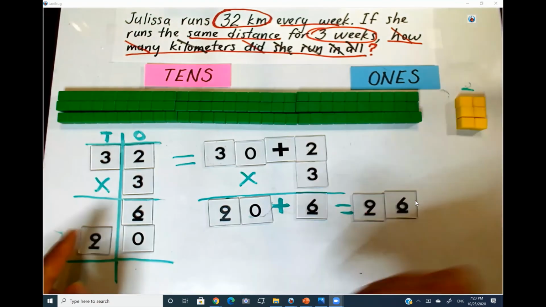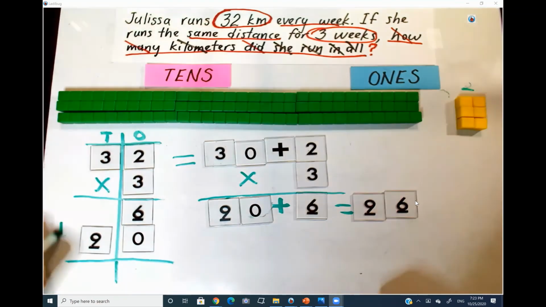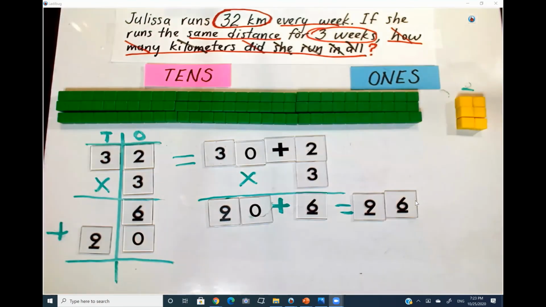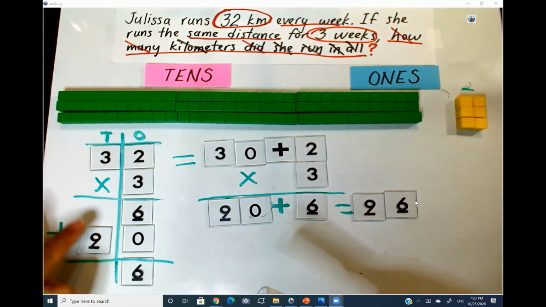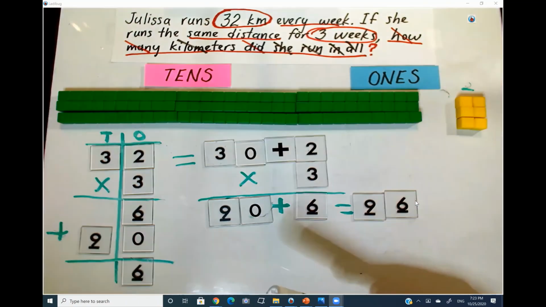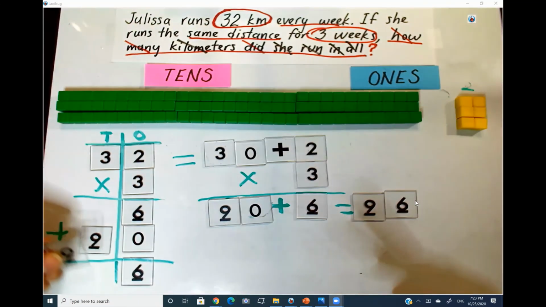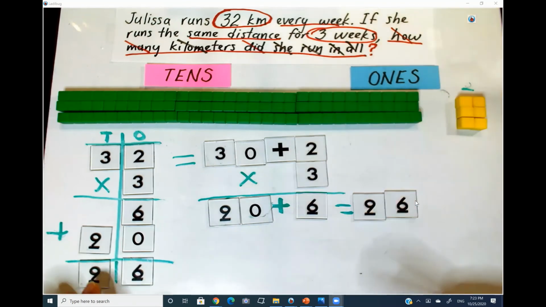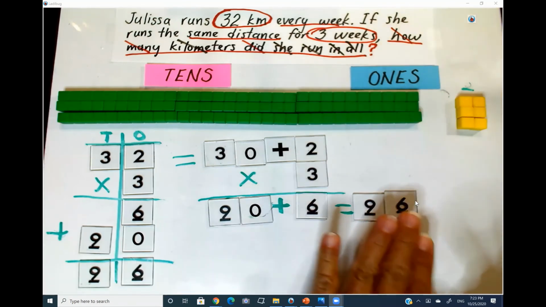And the same here when we add, because we're putting together the groups, we add the ones. 6 plus 0 is going to be 6 ones, and 9 tens plus no more tens is going to be 9 tens. So if you notice, the answer is going to be the same, 96 and 96.